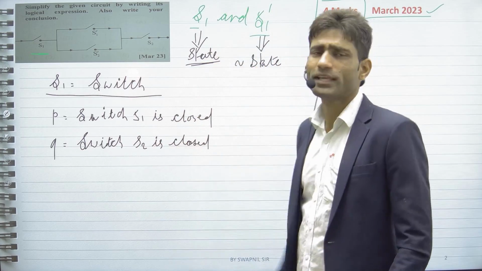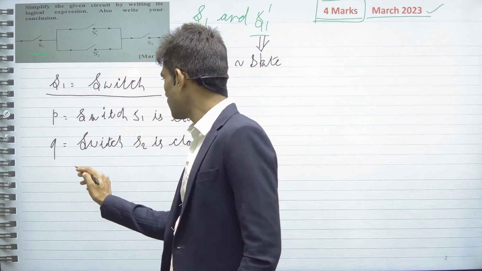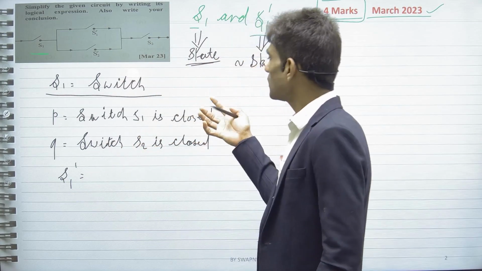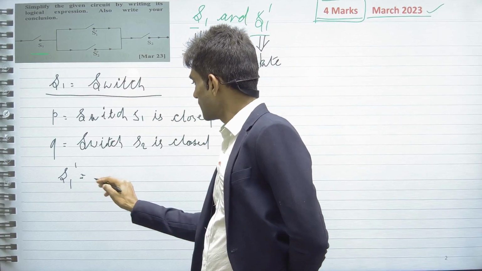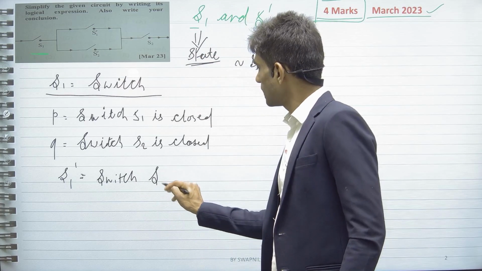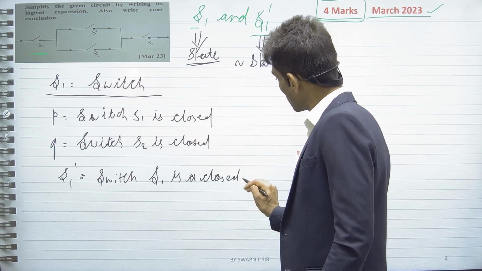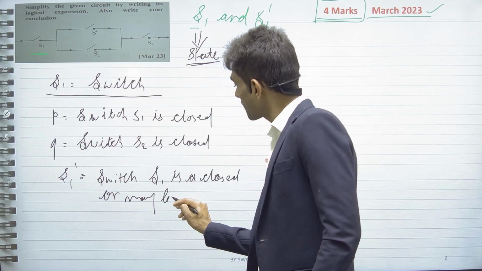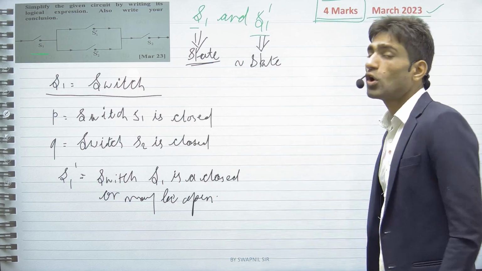Now let's define S1 dash and S2 dash. S1 dash is defined as: switch S1 is closed or maybe open. Switch S1 is closed or maybe it is open.